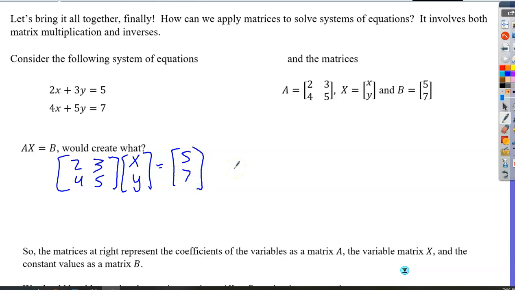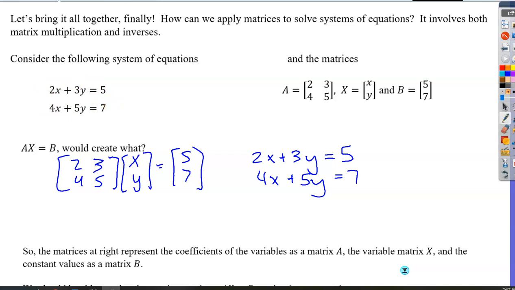If I did the multiplication, let's see. Row 1, column 1 gives me the dot product of 2, 3 with x, y, which would be 2x plus 3y. Should equal row 1, column 1, which is the element 5, and row 2, column 1, which is 7, would be this row with this column, 4x plus 5y. Hey, what does that look like? It looks like those guys. That's exactly right. That's what I wanted you to see.